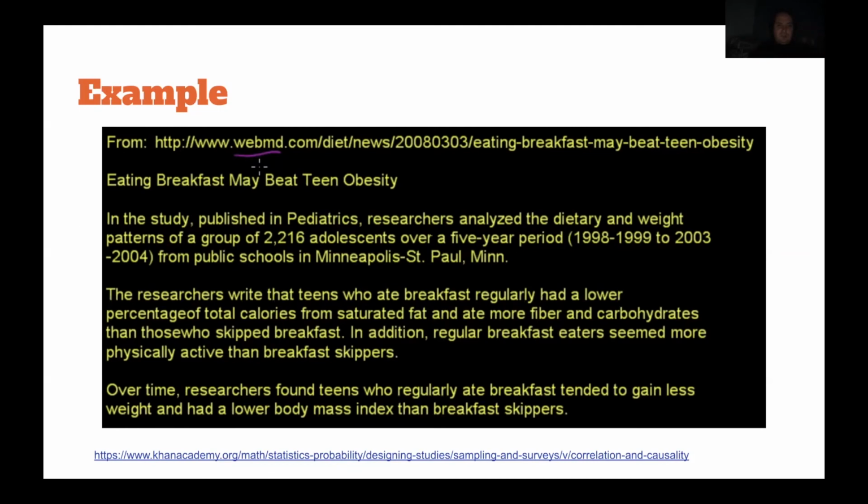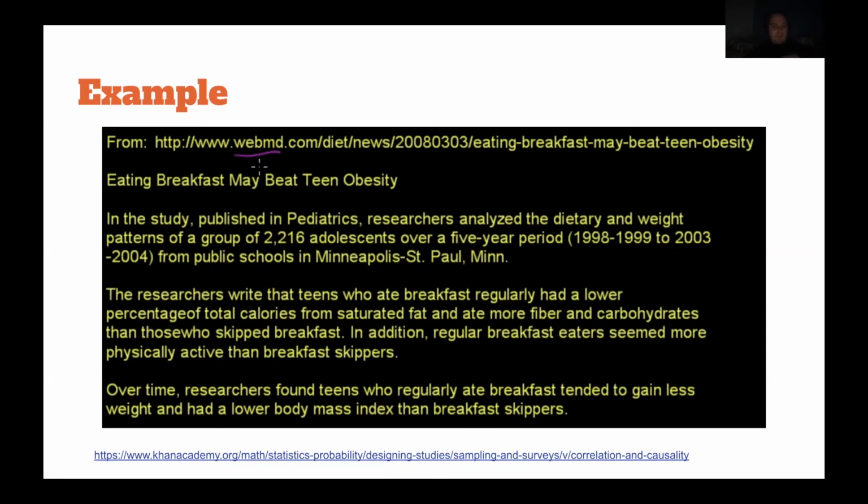And then they go on to say that researchers analyzed the dietary and weight patterns of a group of 2,200 adolescents over a 5-year period. And then they realized that those students who ate breakfast regularly had a lower percentage of total calories from saturated fat, and ate more fiber and carbohydrates than those who skip breakfast. So if you skip breakfast, then you have a higher percentage of total calories from saturated fat. Also, regular breakfast eaters seem more physically active than breakfast skippers.